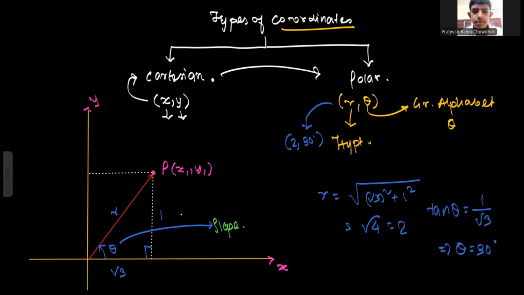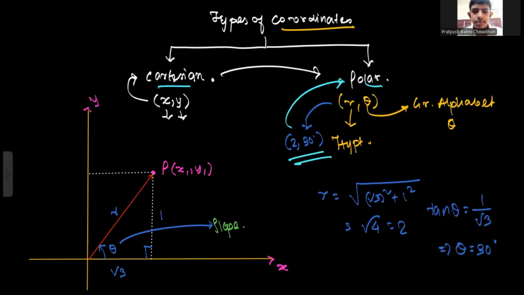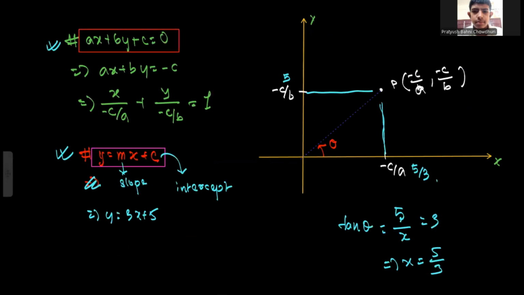Okay, we have learned about types of coordinates, the Cartesian and the polar. I've told you that Cartesian coordinates are like this, and this is our polar coordinate. Yes. So what to do next? Anything left? No. If anything's left, I will teach you next.